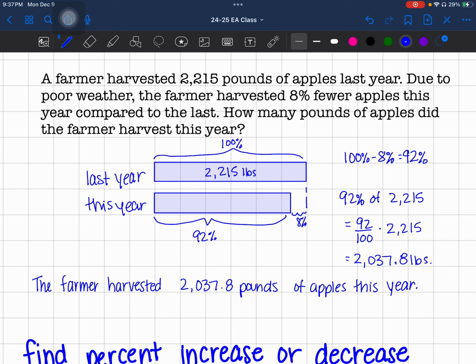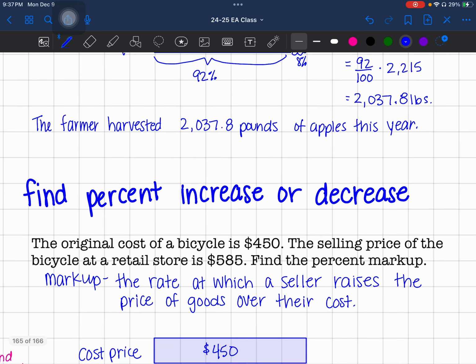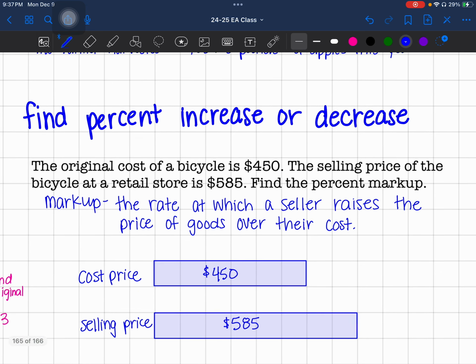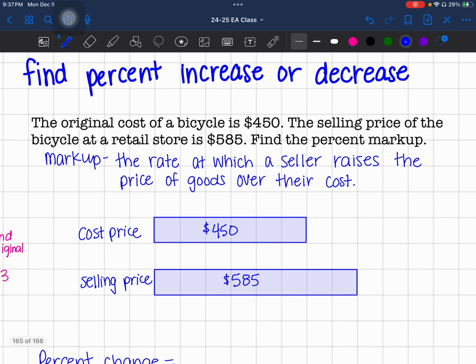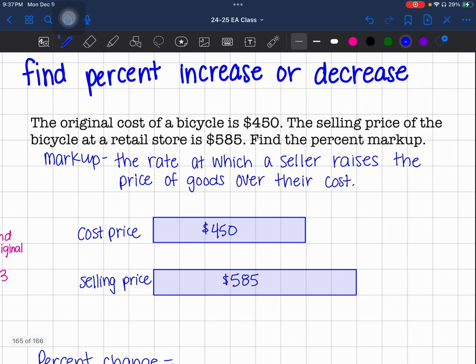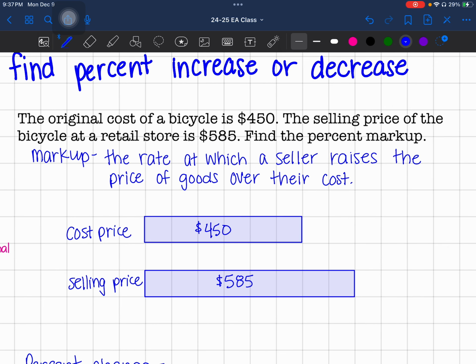Okay, now we're going to go kind of backwards and we're going to find percent increase or decrease. So we're looking for the percentage now instead of the amount. Okay, again, pause if you need time to write what was written before. Okay, so the original cost of a bicycle is $450. The selling price of the bicycle at a retail store is $585.